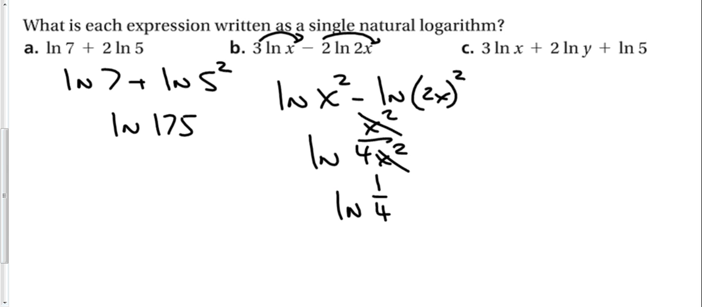Very nice. For the third one, all pluses, so we're going to multiply them all together. I'm going to do this all in one step. So that's going to be the natural log of x to the third y squared and 5, which I should have written first. So let's do that. So the natural log of 5 x to the third y squared. And that is all combined as a single natural logarithm.